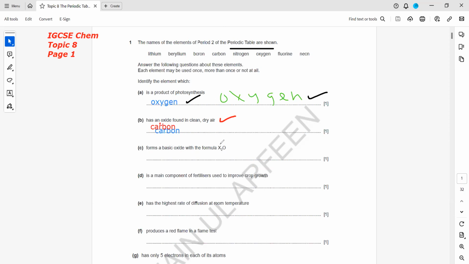Form a basic oxide of formula X2O. X2O means the valency of oxygen is -2, so this element is +1. It's group 1. That's good. Lithium.